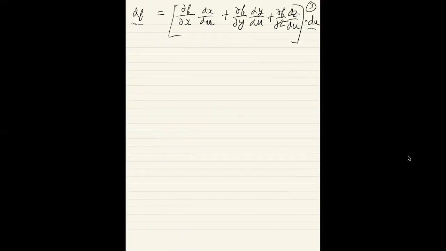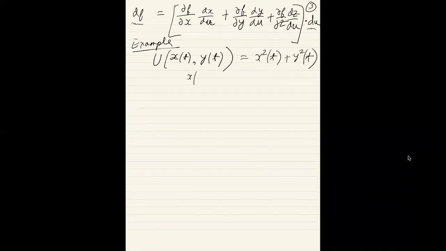For example, let's consider the composite function where U is a function of x of t and y of t. So U is a function of x and y, but x and y themselves are functions of some variable t. And this function is defined as x squared of t plus y squared of t. We still don't know the dependence of x on t, so that we specify now. x of t itself is sine of t, y of t is cosine of t.